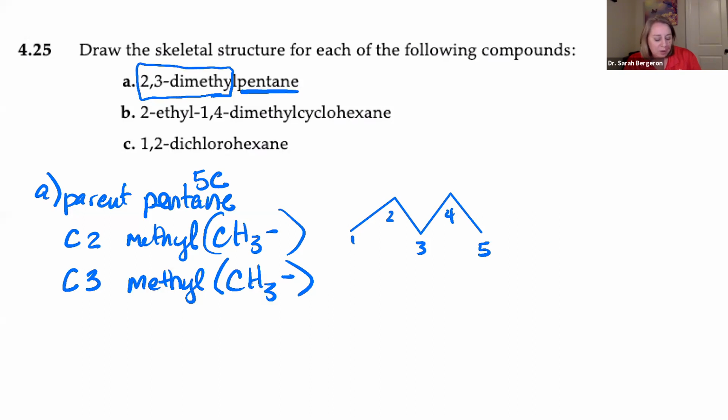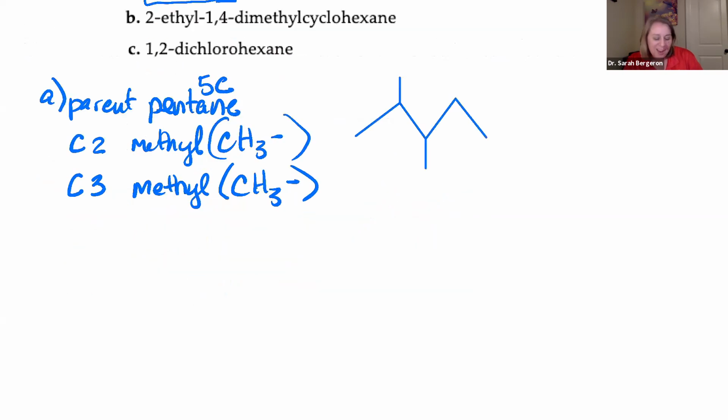Okay, so C2 has a methyl. So I'm just going to draw a straight line, right? And then I'm done because I don't have to draw hydrogens because I'm drawing the skeletal structure. So remember, skeletal is bare bones. Okay, C3 is my methyl, and my 3 is kind of in the way. So then I'm just going to draw another stick like that. And so when I'm done, I want to remove my numbers, and that's what I'm left with. So this is 2,3-dimethylpentane. I kind of think it's easier to go from the name to the structure than the structure to the name.